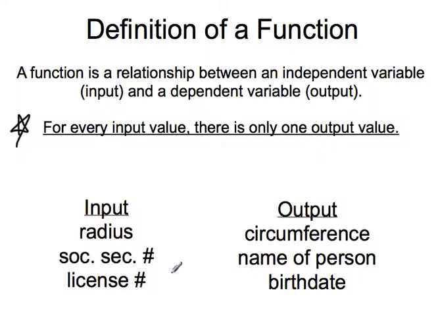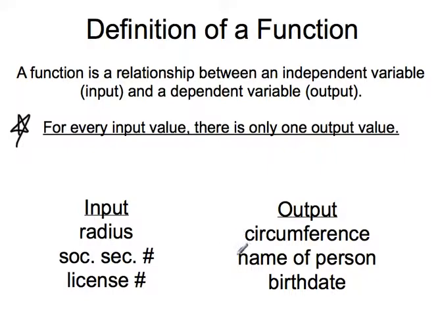Some examples of things that are not functions. Just take the second one here and reverse it. You put the name of a person into a computer database, and the output is all of the Social Security numbers attached to that name. Now, certainly each person only has one Social Security number, but if I put in a name like John Smith into a computer, and it finds all of the Social Security numbers attached to John Smith, there's going to be many.